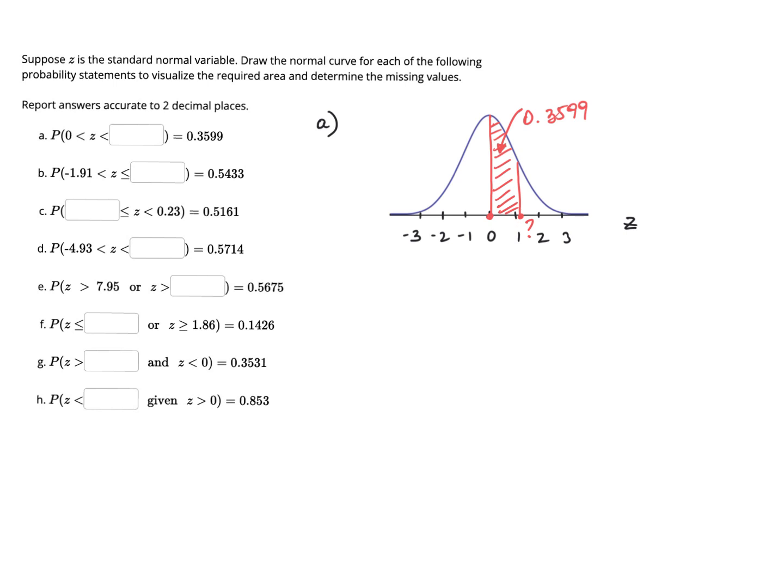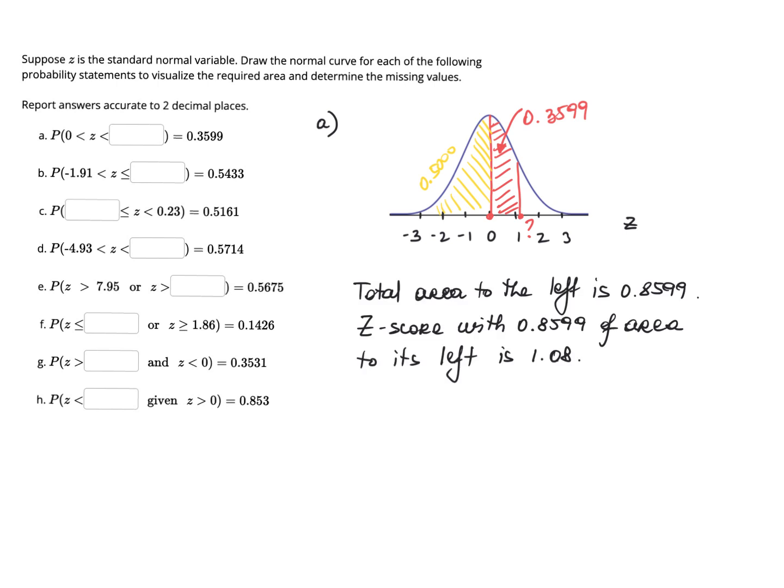I want to remind you one more thing, that due to the fact that we have a lower boundary of this interval at 0, I know for a fact, due to the symmetry of a bell-shaped curve, the lower section below 0 under this curve must be 50%. So if I combine these two chunks of area, 50% and 35.99%, I will know the total amount of area to the left of this mystery z-score.